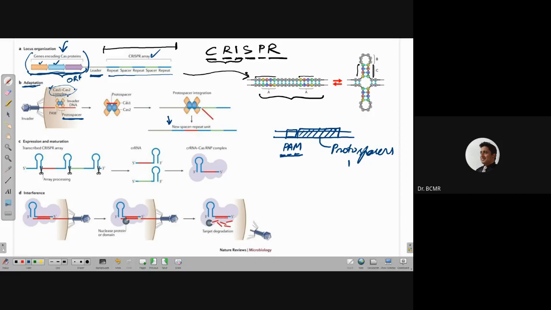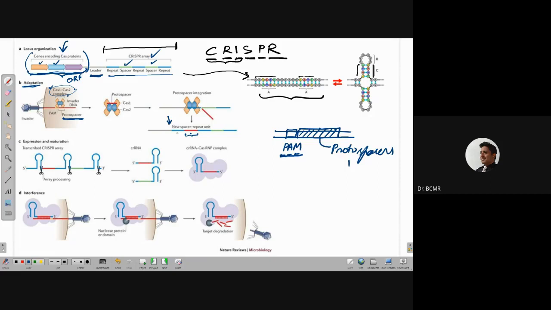So this protospacer is carried and integrated into the CRISPR array. Now you had two green spacers here. Now a red protospacer is incorporated. Now you have a new spacer here and also a new repeat. Okay, how it happens, we will see in the next slides.